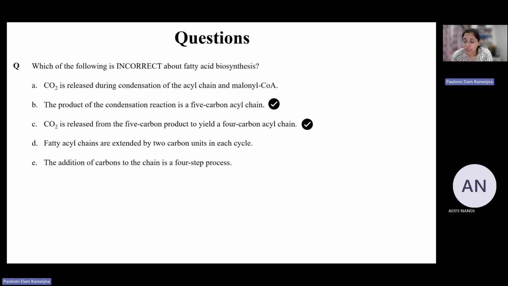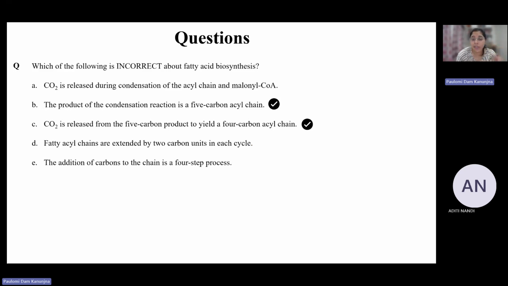Second one says the product of condensation is a 5-carbon acyl chain, which is not correct. It's a 4-carbon. That's how we have established, right? We have a 4-carbon acyl chain at the first one. Third says carbon dioxide is released from the 5-carbon product to yield a 4-carbon acyl chain. That doesn't happen. There's no 5-carbon acyl chain.